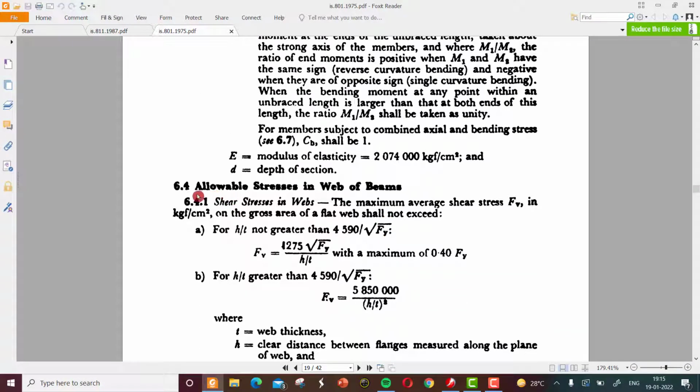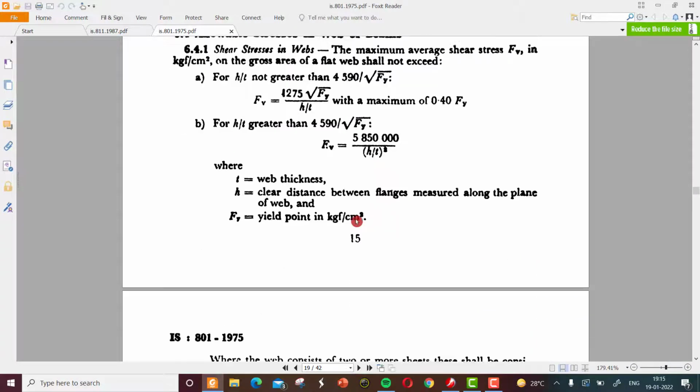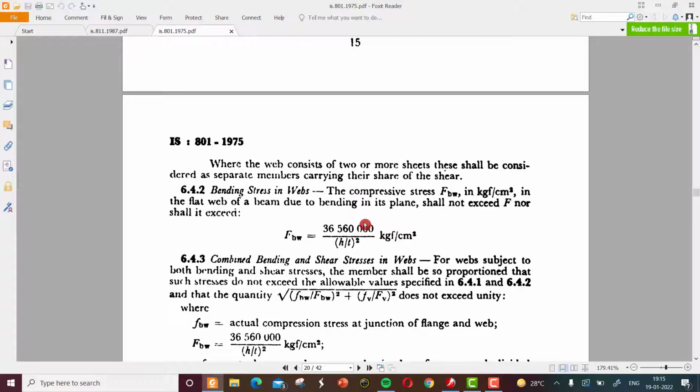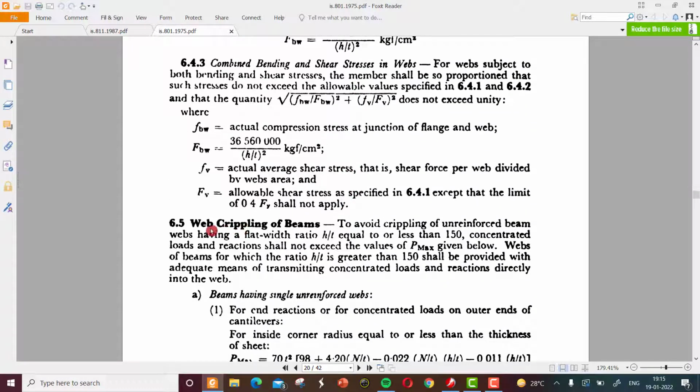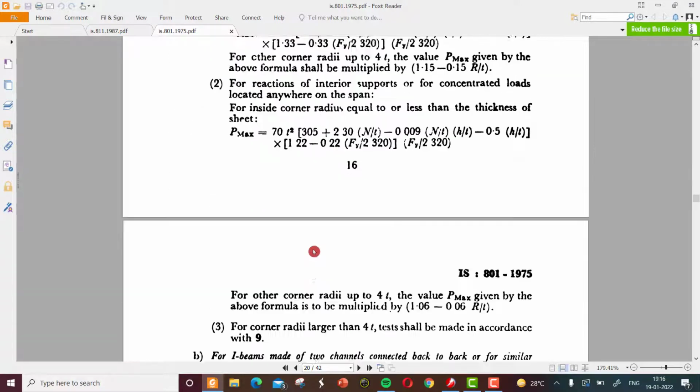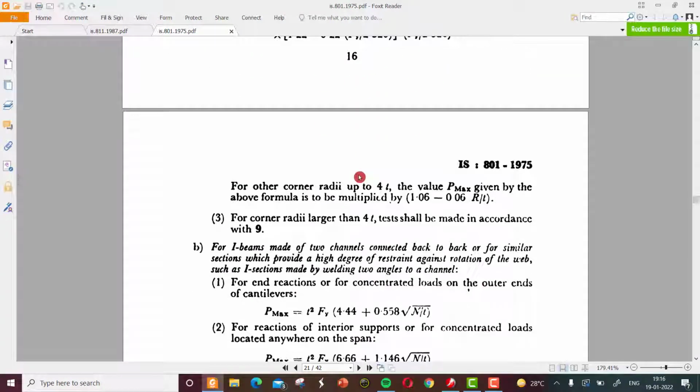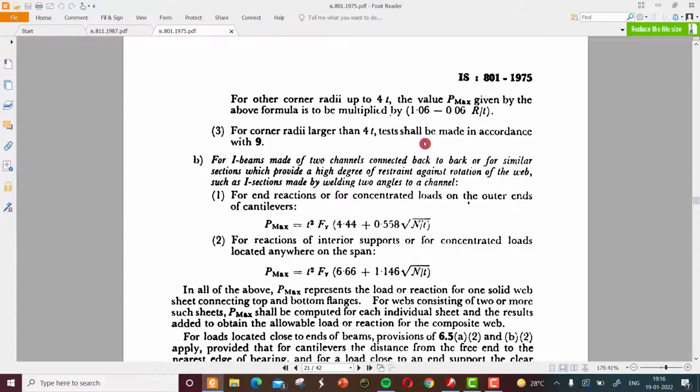And 6.4 is on the design for beams, that is allowable stresses in the web of beams, the bending stress in webs, and the web crippling in beams. You know well what is called web crippling. So these are some advanced things, and I just want to show you that these things are accounted for in the IS code.